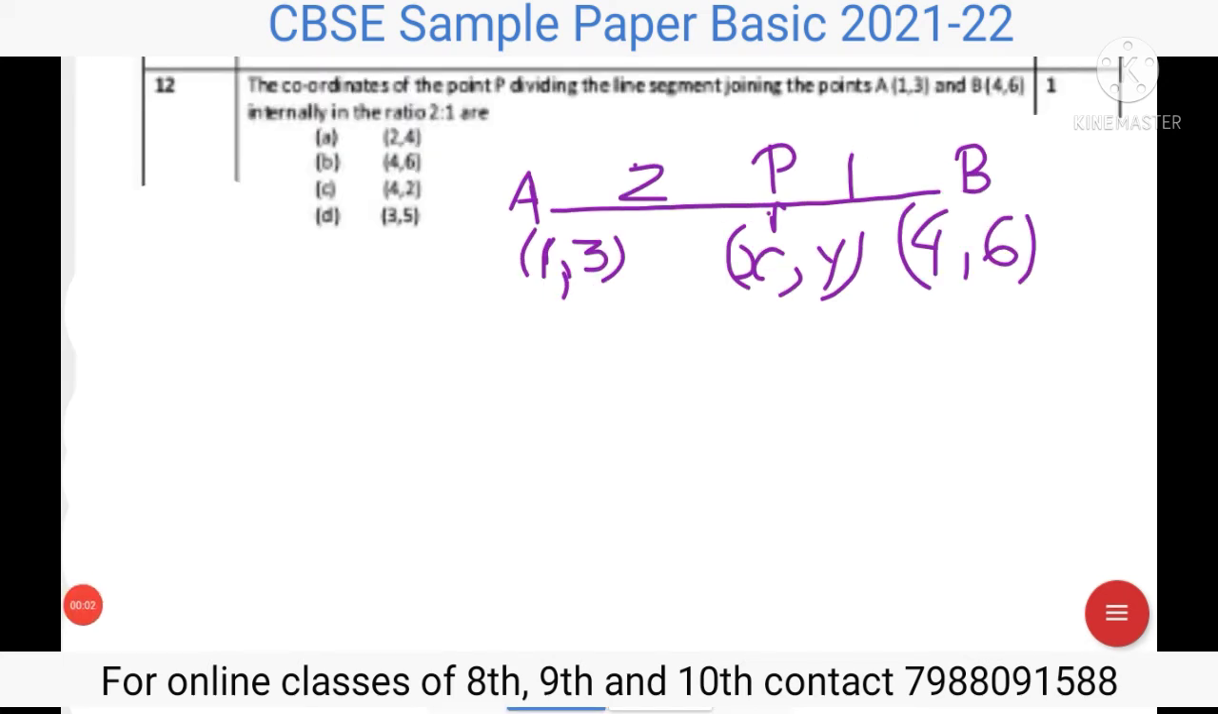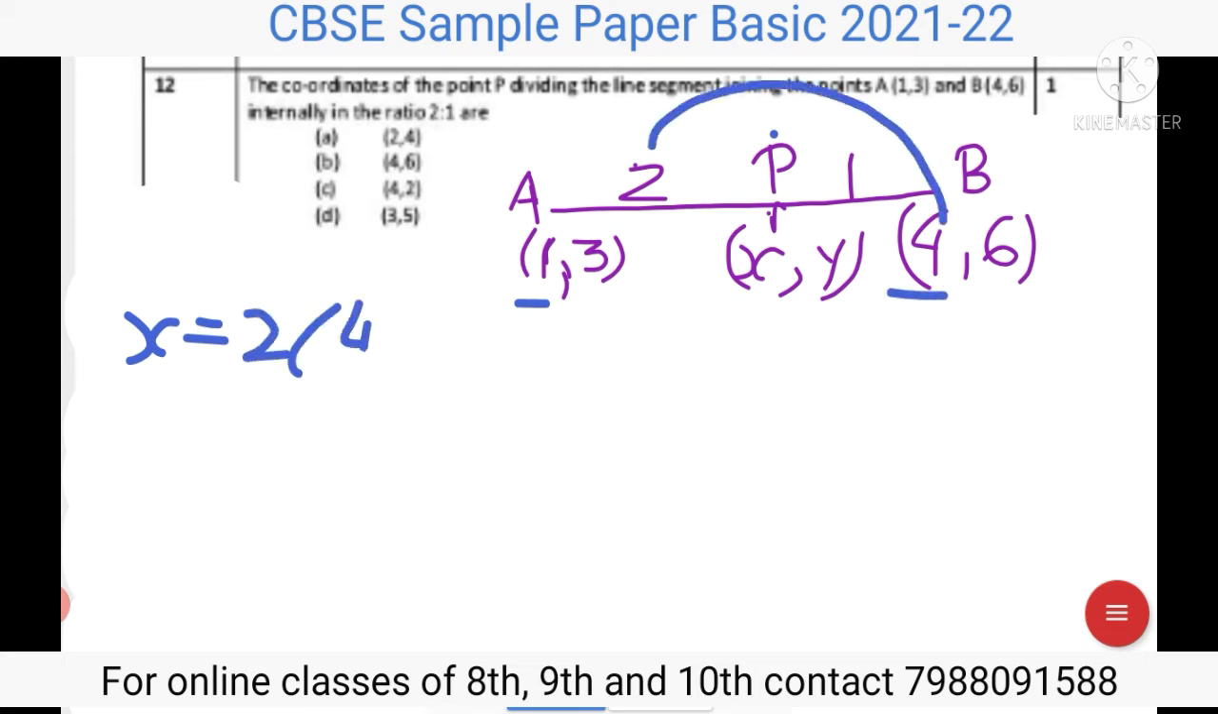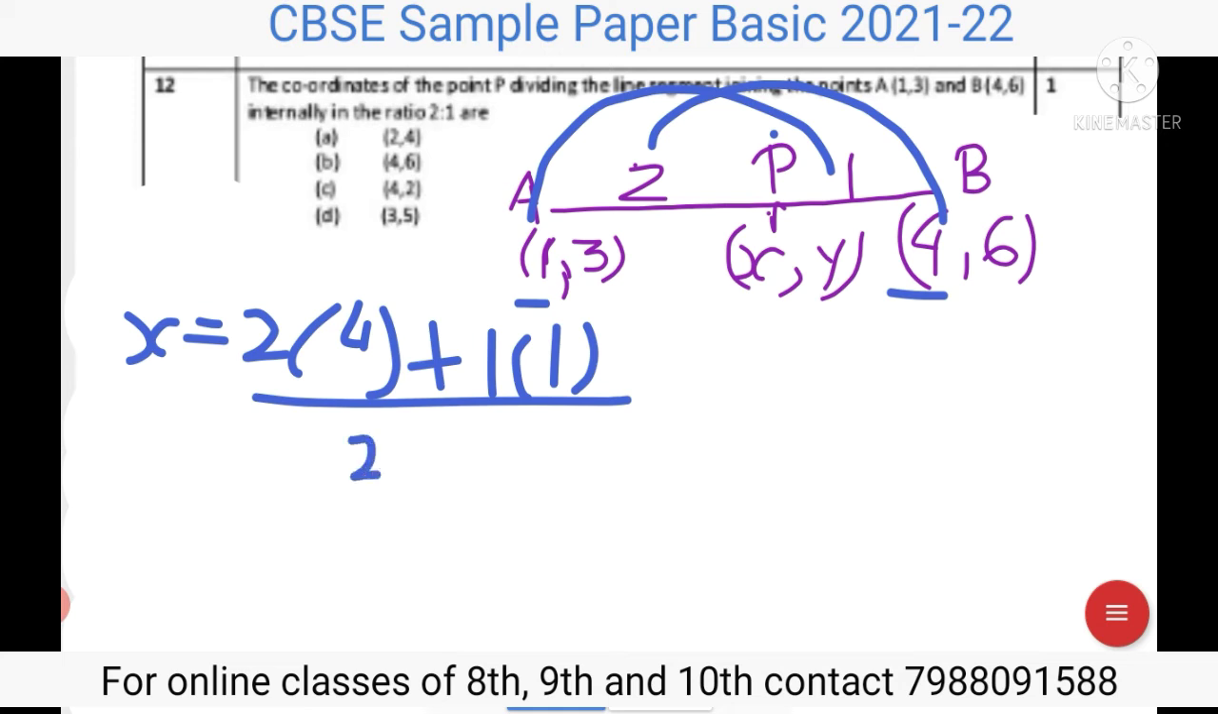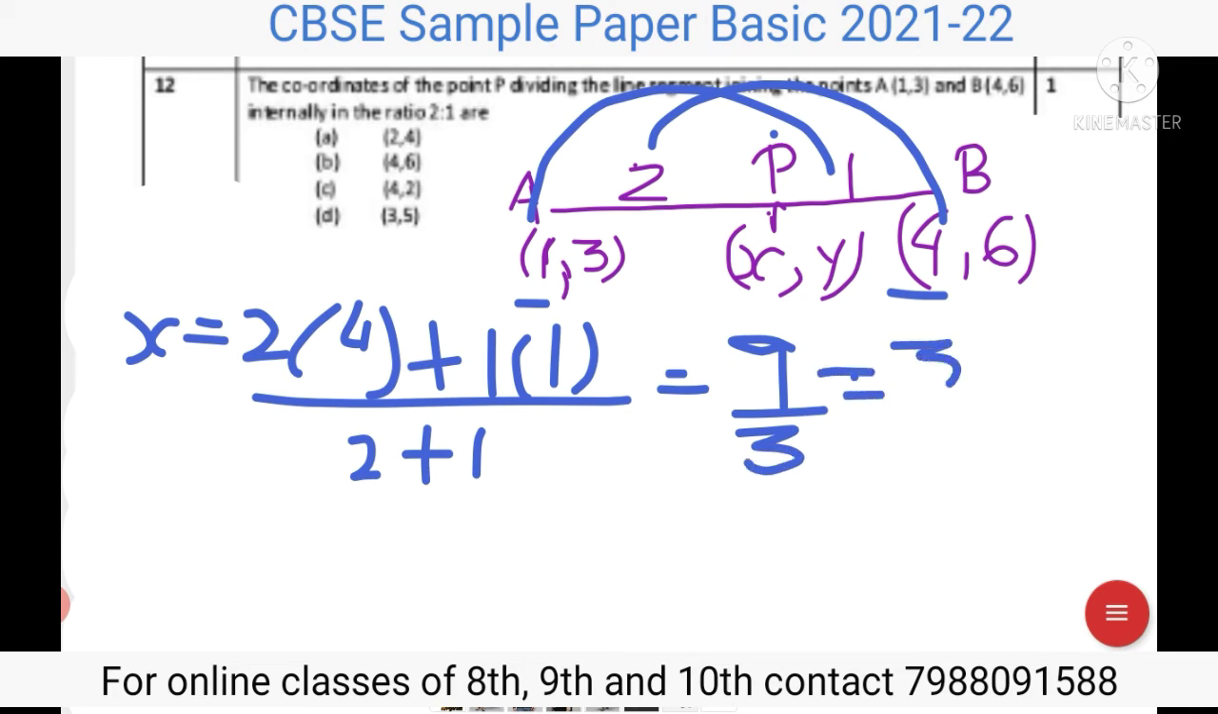In question number 12, we are given the coordinates of A and B and we have to find a point P such that it divides AB in the ratio 2:1. So you remember the section formula? For the X coordinate, we only have to focus on the X coordinate and cross multiply the ratio. So the X coordinate will be 2 into 4 plus 1 into 1, divided by 2 plus 1. Which gives me 4 2s are 8 plus 1, 9, divided by 3, that is 3.